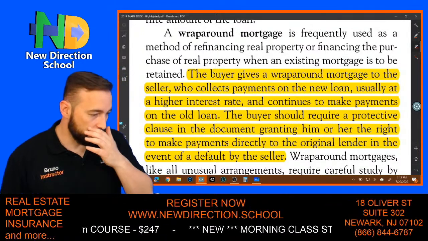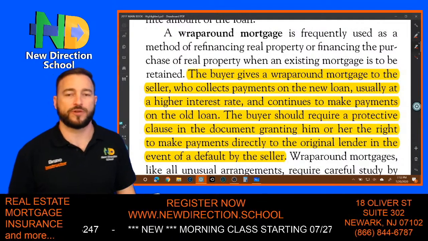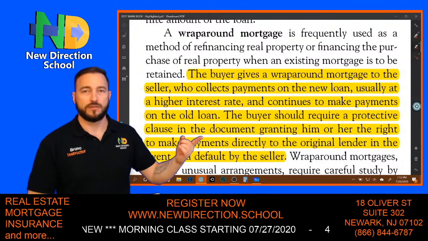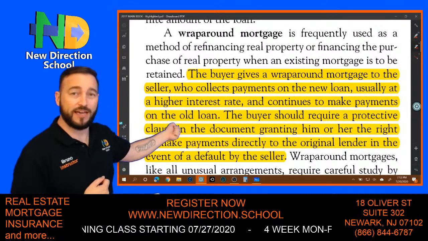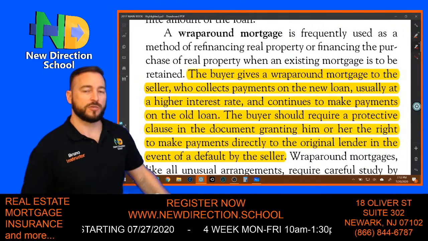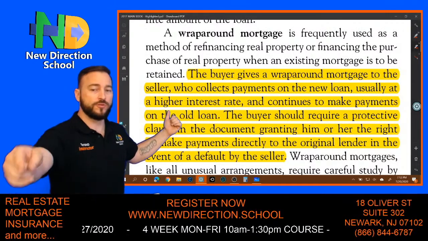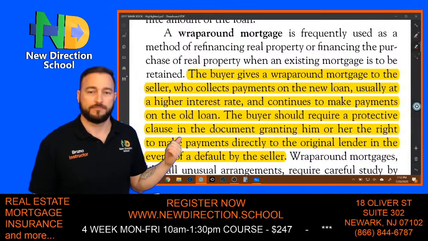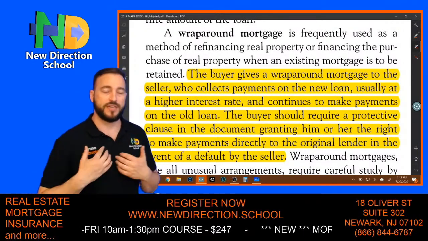So what Moses wrote is that the seller becomes the bank and charges a higher interest rate, of course, because of the risk involved, which also leads to this. The buyer should require a protective clause, because if you pay me and I don't pay the bank, how can you secure the interest that you have on the property? So the protective clause says that if I don't pay Bank of America, then you, the buyer, can go around me and talk to Bank of America directly. It's a protection for you to be able to bypass me if I don't pay the bank.